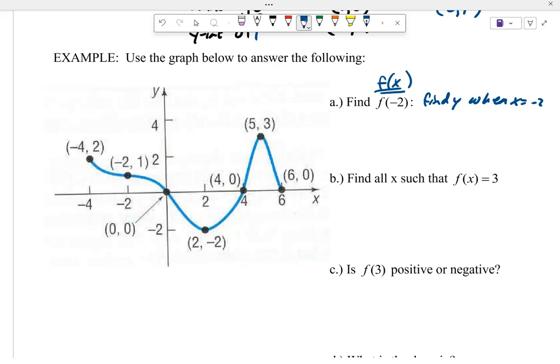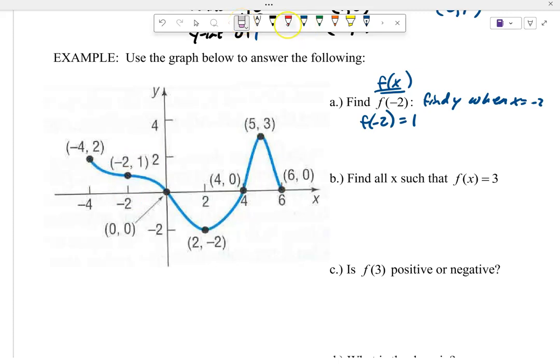Well, let's go to our input, our x value of -2. What's the y value? So here's my -2 for x on the graph. I find the corresponding point right there, (-2, 1). So f of -2 spits out that y value of 1, right? We have a y value of 1 on the graph when x is -2.